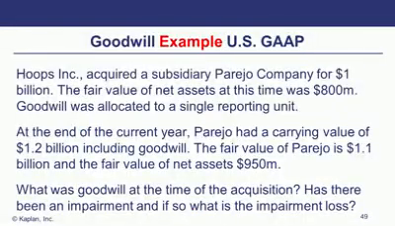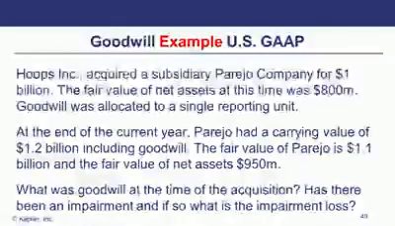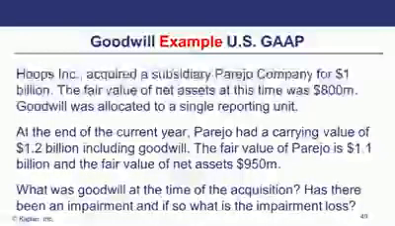Okay, let's have a little look at an example now of goodwill. So we've got Hoops here that acquired a subsidiary called Parejo, and they bought them for $1 billion. The fair value of net assets at this time was 800 million. I think we can assume that it's a 100% subsidiary because we haven't been told otherwise. So goodwill was allocated to a single reporting unit, that we're told here.